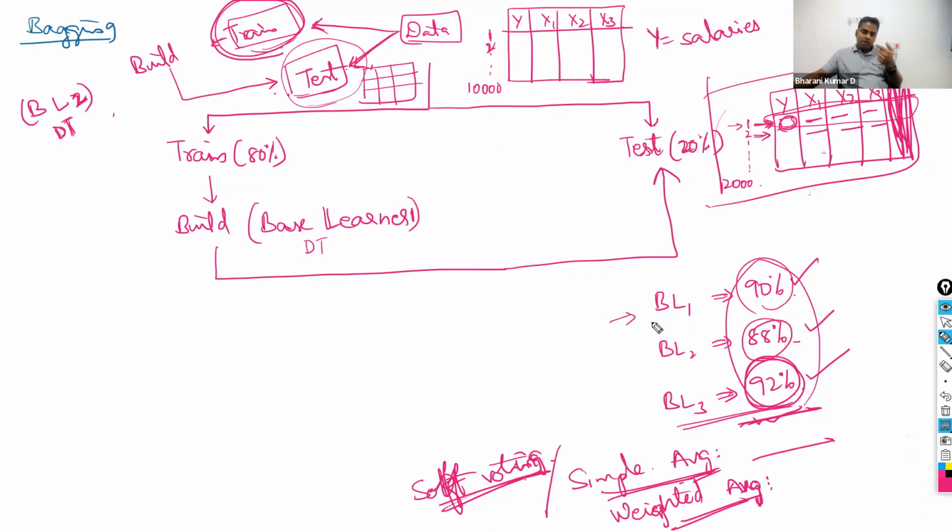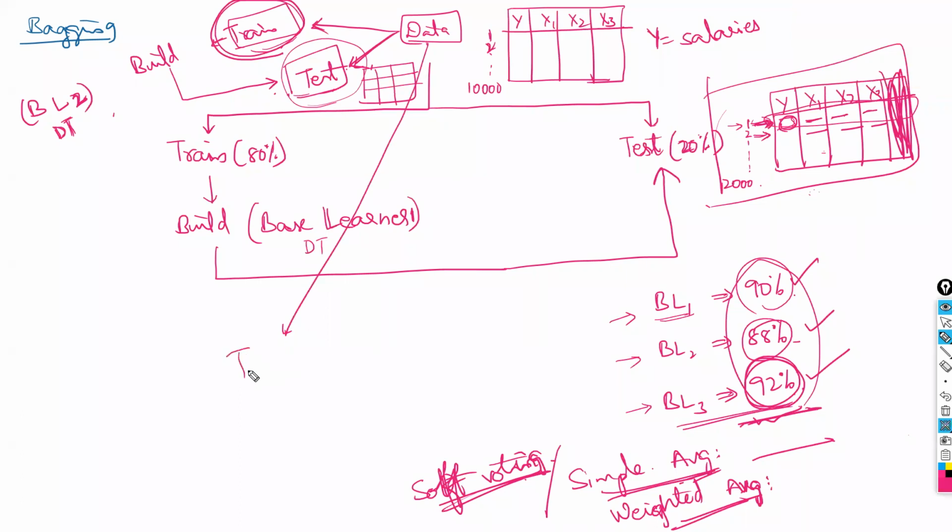We are not looking at every record. We are not looking at what base learner 1 is predicting for record 1, what base learner 2 is predicting for record 1, or what base learner 3 is predicting for record 1. That is not what we are bothered about. If that is what you're concerned about, then you need to ensure that the test data remains the same. Since you are interested in overall accuracy, you are allowing your test data also to change. So for the third base learner, again from the original data, you split into training and test. Got it, sir. Thank you. Okay, no problem.